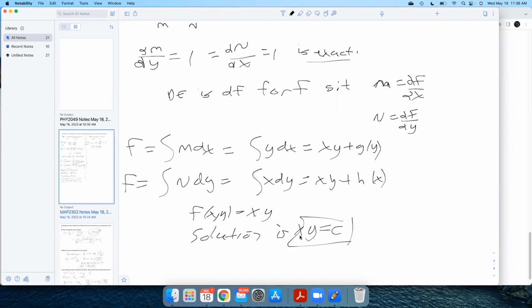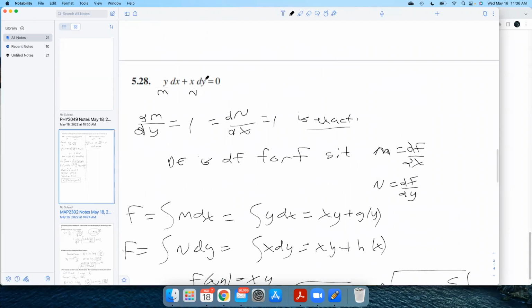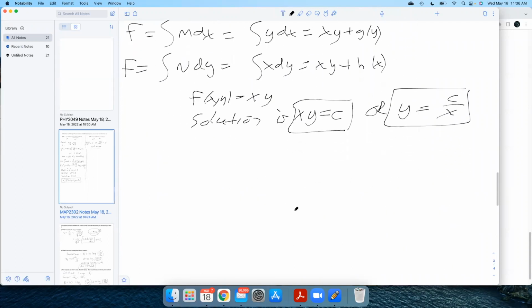We could even write that in explicit form if we wanted. I could say y equals c over x. Okay, I solved that as an exact DE. This guy's also separable. So my DE was, what was it, y dx plus x dy equals 0. This is separable.